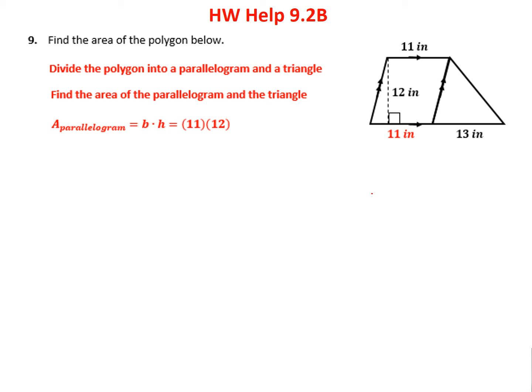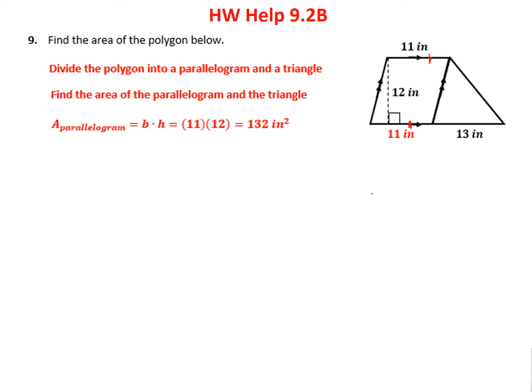So the parallelogram is base times height. Notice that because the top of the parallelogram is 11, that means the bottom, the opposite sides, are the same, so that's 11 inches. So my base is 11, the height is 12, and so we end up getting 11 times 12, or 132 square inches.